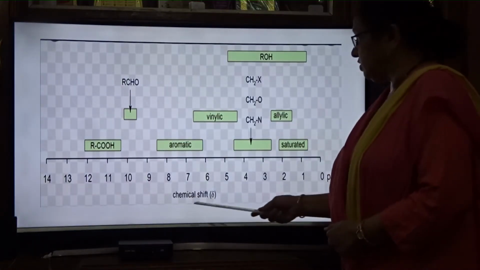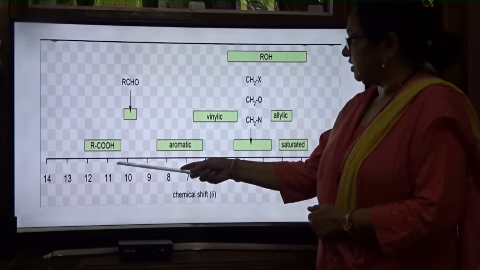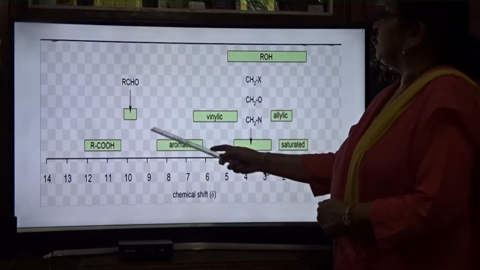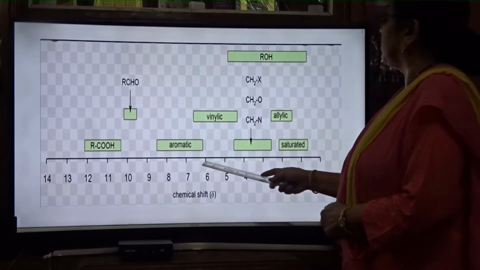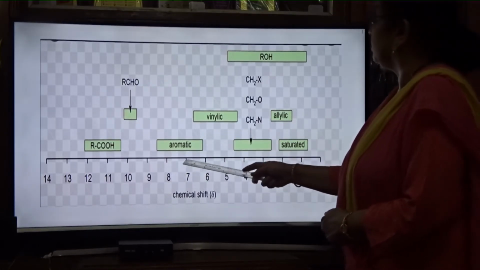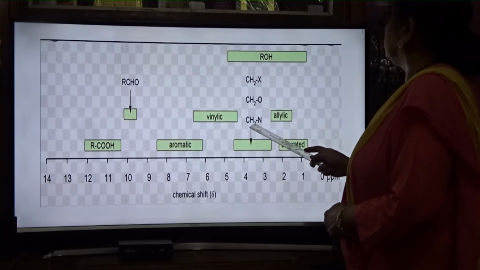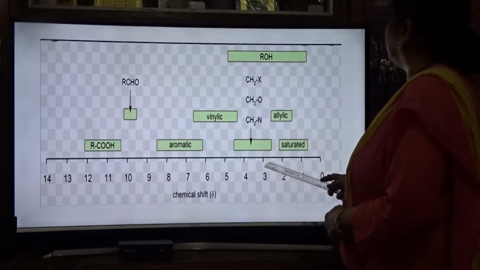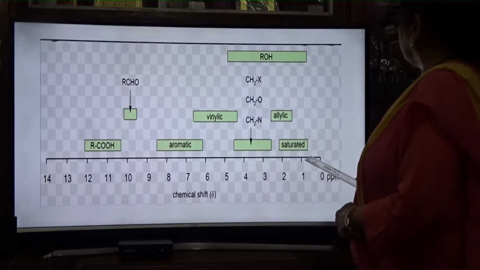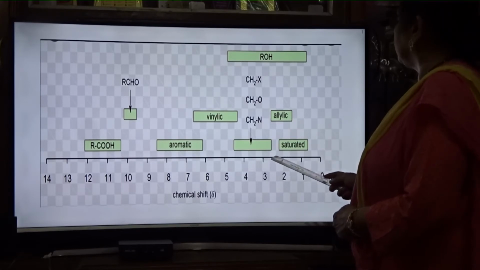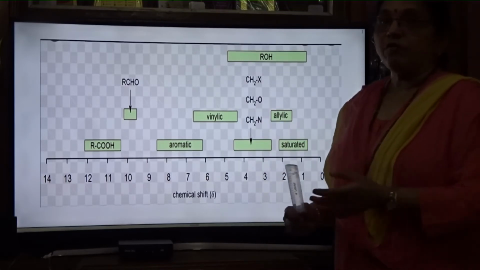In chemical shift, if a carboxylic group is there, we have values between 13.5 to 11.5 delta or ppm. If an aldehyde group is there, nearly 10; if aromatic, between 9 to 6; if vinylic, then 7 to 5; if alcohols, halides, ethers, amides, then between 5 to 3; if allylic, 3 to 2; if saturated compounds, between 3.5 to 0.5. So we see this diagrammatically here, and then we will see it again in table form.